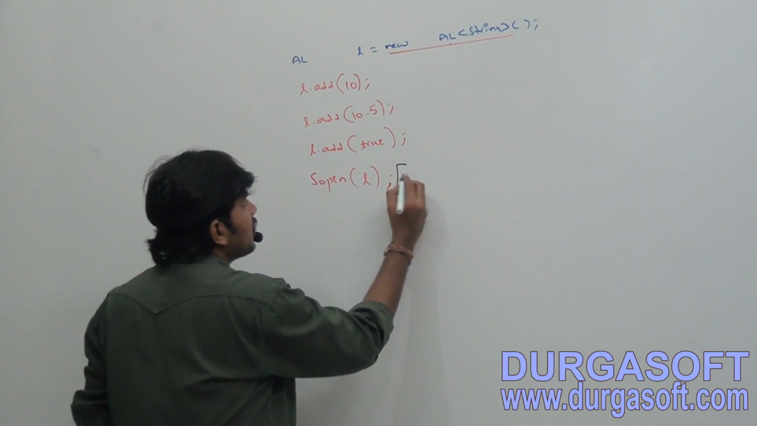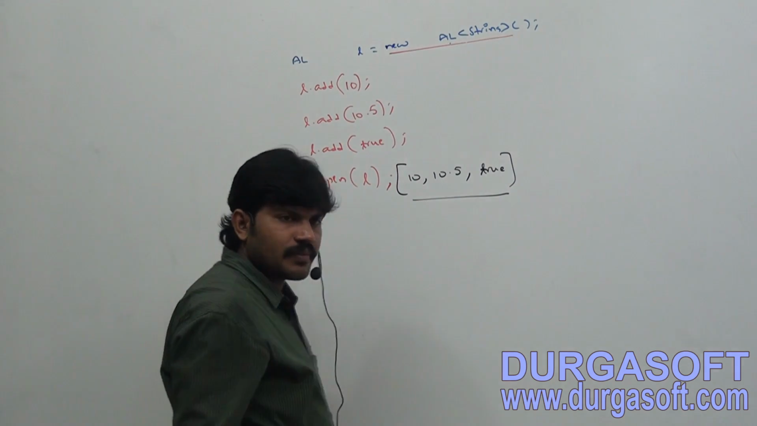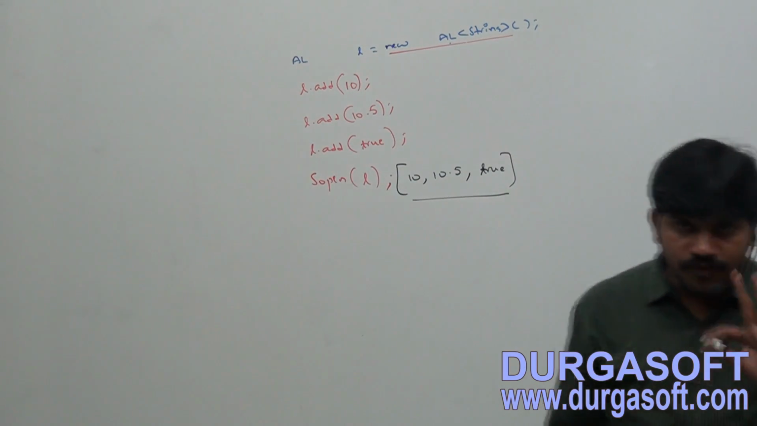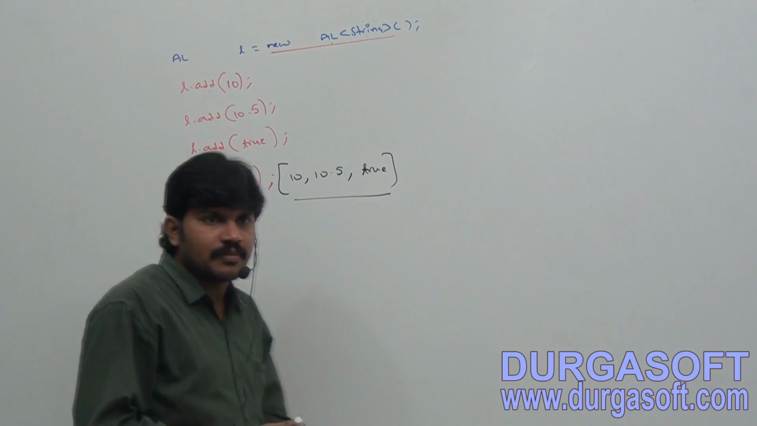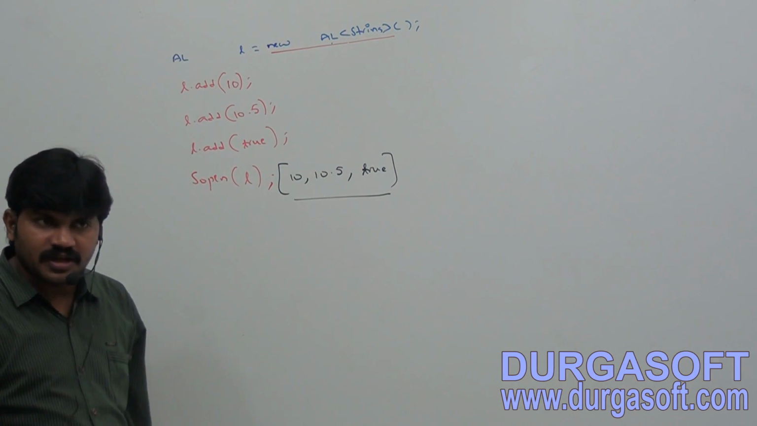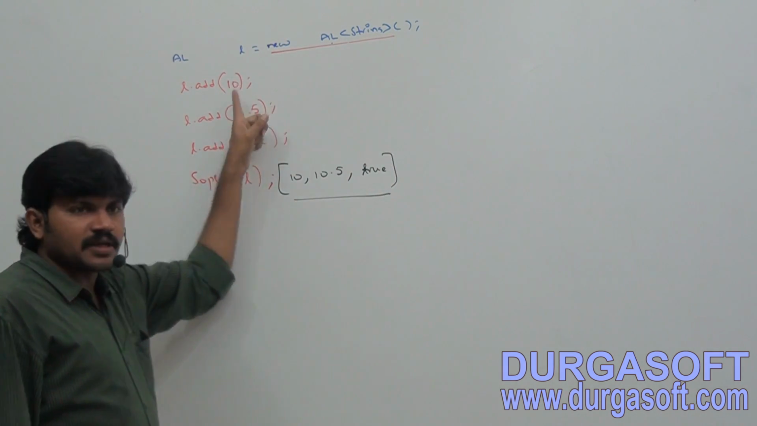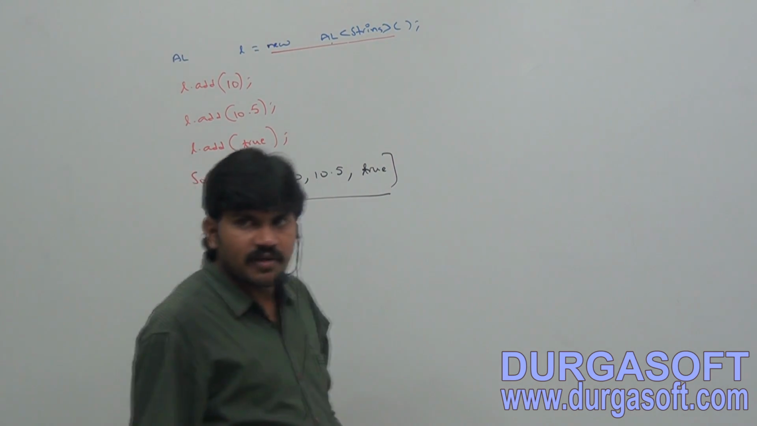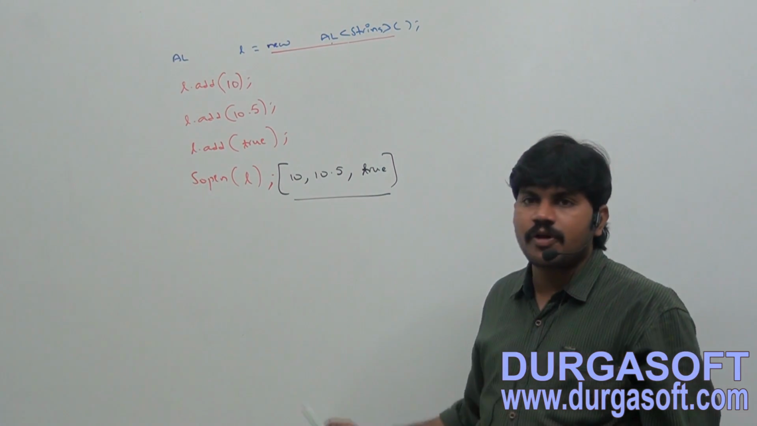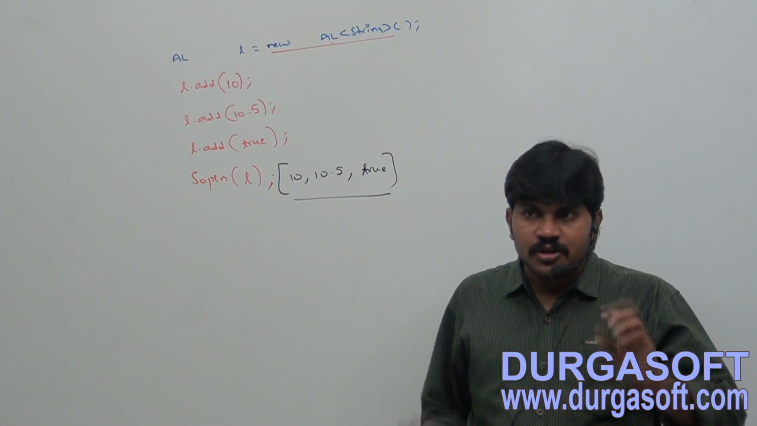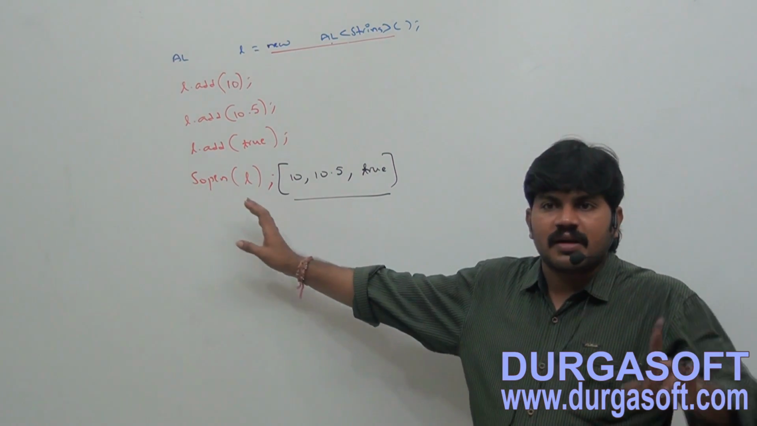If I print it, what is the answer? 10, 10.5, true by default we are going to get. Clear indication: if the generic concept really is there at runtime, then I have to get a runtime exception. Correct or not? Because the object is a list of string, how can you add integer, double, boolean? The JVM has to complain. But at runtime, there is no such concept. That's why the output by default is 10, 10.5, true. So clear proof: the generic concept is applicable only at compile time but not at runtime.